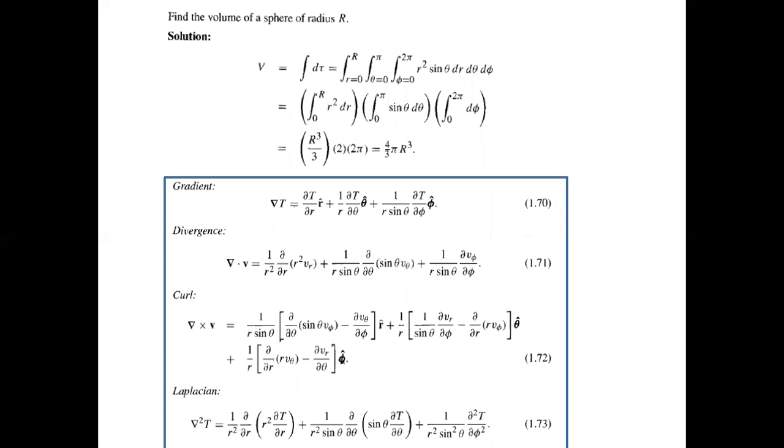Then if you have to calculate the volume of a sphere of radius r, we do a volume integration. As we have learned in vector, we use the element d tau here, and it gives you 4/3 pi r cubed. Similarly, as we have learned in vector, we can convert the gradient, divergence, and curl into spherical coordinates like this. The Laplacian is a d2T kind of term, which we'll also be using.